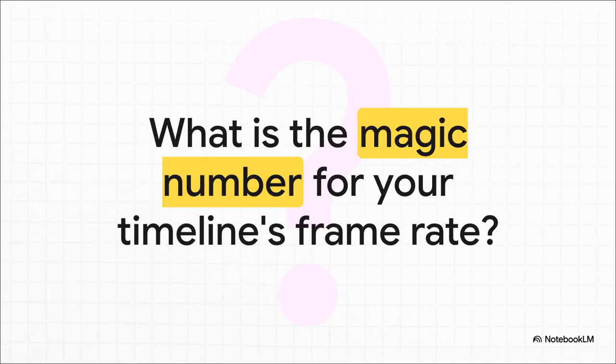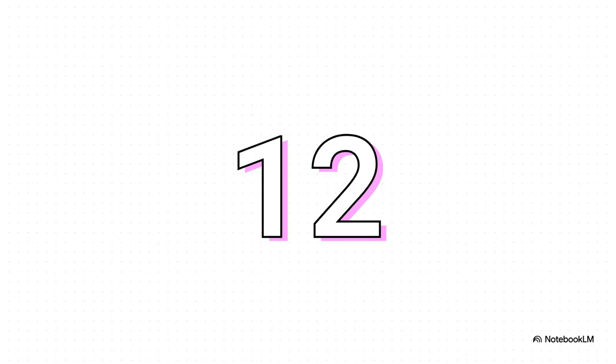We are so close. Your layers are in the right spot, but there is one final tiny technical setting we've got to fix in the timeline to make this all work. So I have a question for you. What do you think is the magic number for our timeline's frame rate? 12. That's it. The magic number is 12 frames per second. This is a classic standard in animation, and it gives you that awesome stylized look. It's the perfect sweet spot.